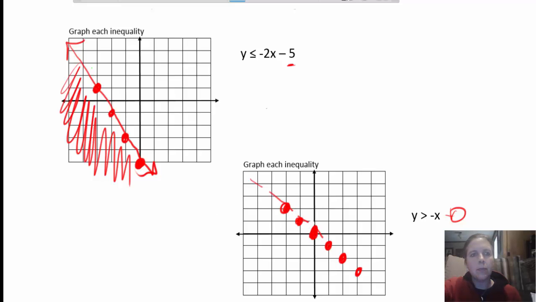Okay? That's a good lesson there. We get going too fast and we forget to go back and check. This should be dashed because y is greater than. Okay, and since it's greater than, we're going to shade up here on the top.